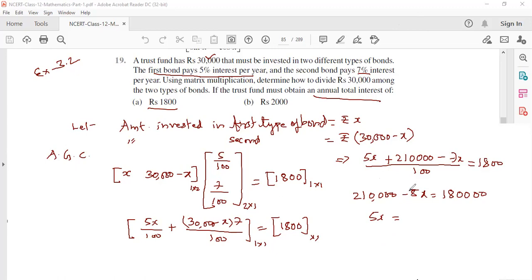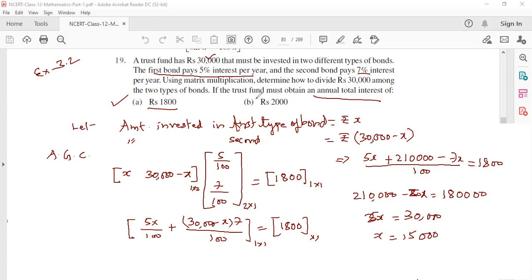So 2x will be equal to 30,000, and x will be equal to 15,000. So both the bonds will have the same investment, correct? 15,000 is invested in the first bond and the second bond also 15,000.